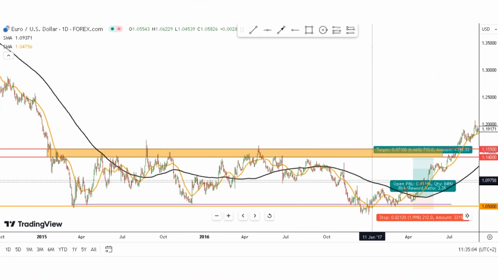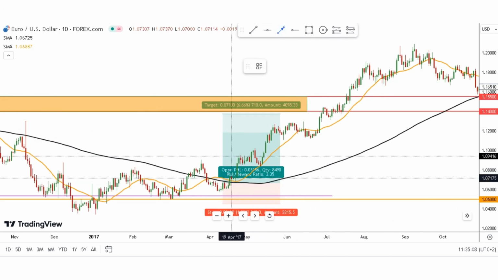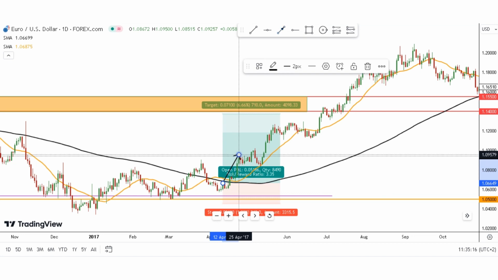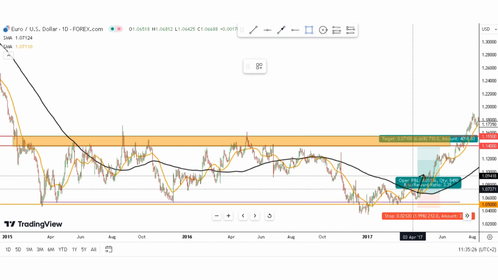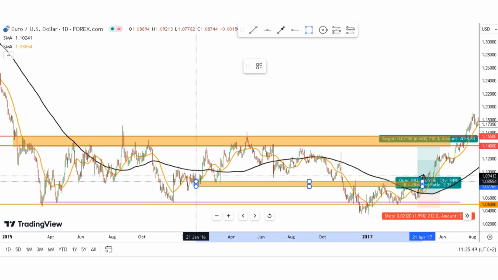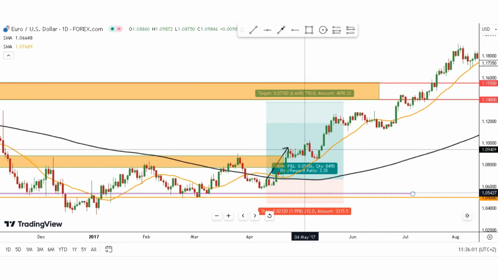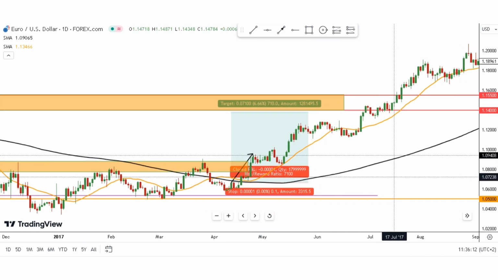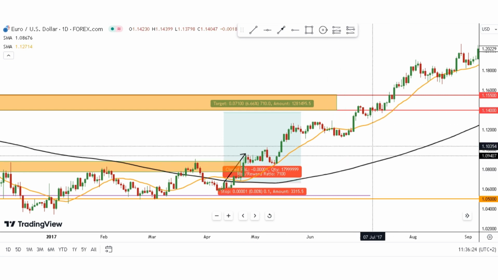On the Euro-USD, imagine your trade is now in profit and the price has risen from 1.0665 to 1.095. You notice the price broke through a small resistance area between 1.076 and 1.0865. So you could move your stop loss up to your entry level, making your trade risk-free.